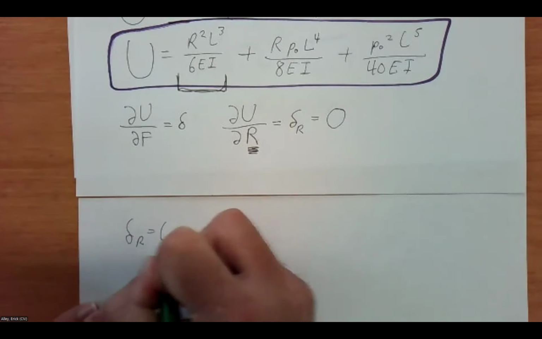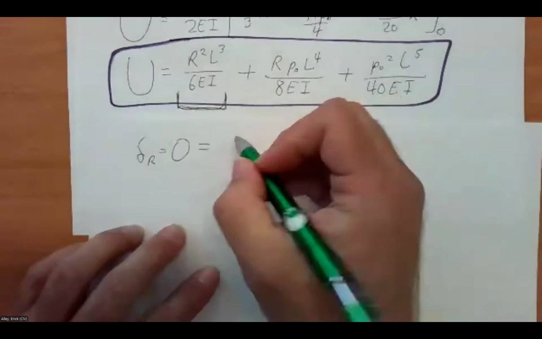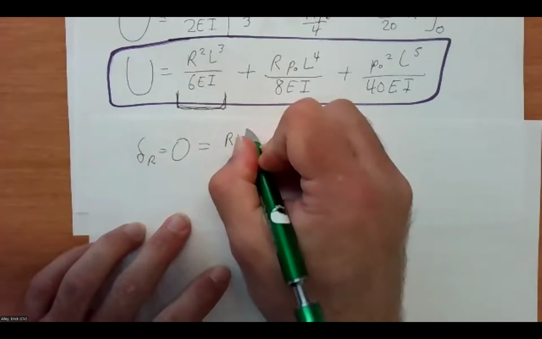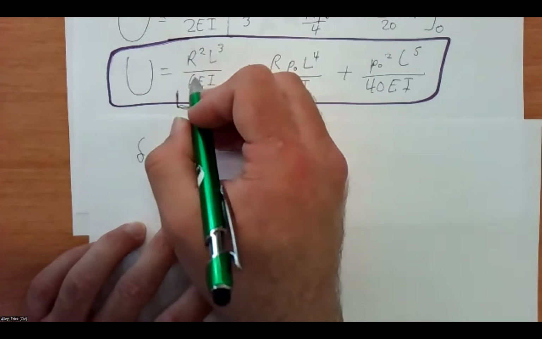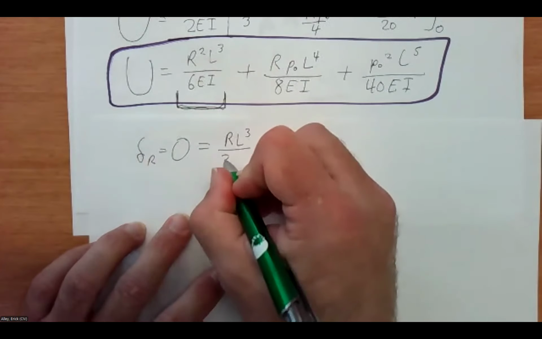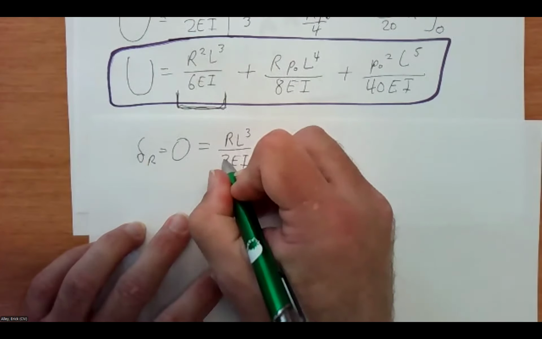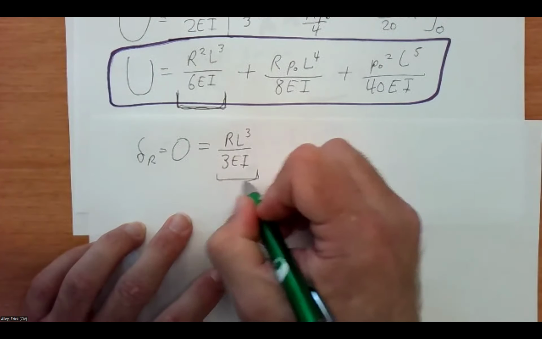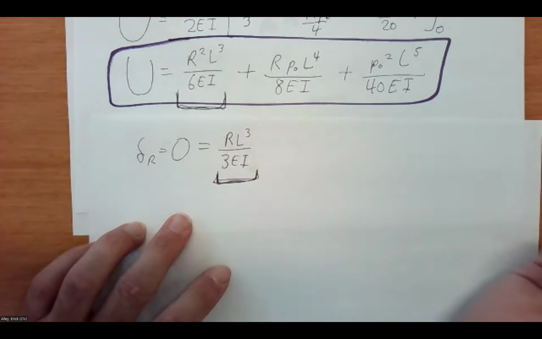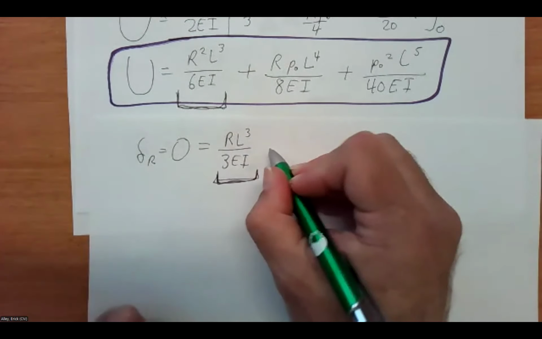So I've got delta R equal to 0, and I'm just going to take the derivative up here. All right, I've got an R L cubed over, now the 2 comes down, so 3 EI here. Force length squared, force length cubed over 3 EI. We saw that one before in the cantilever case, so we're still on the right track.